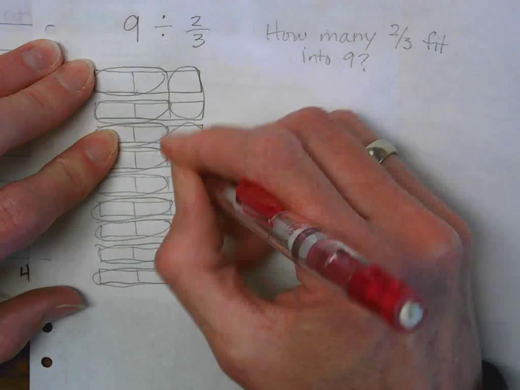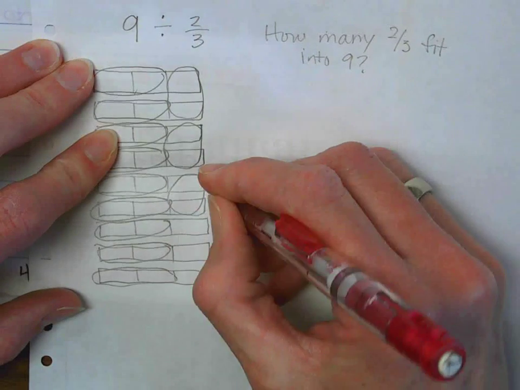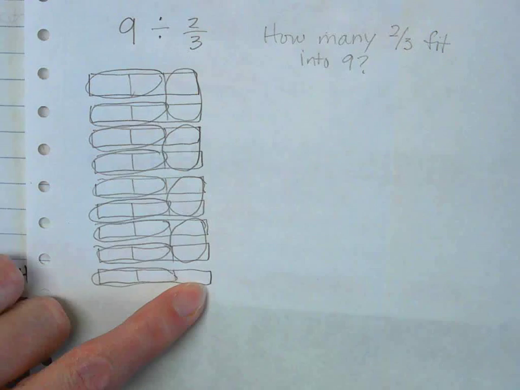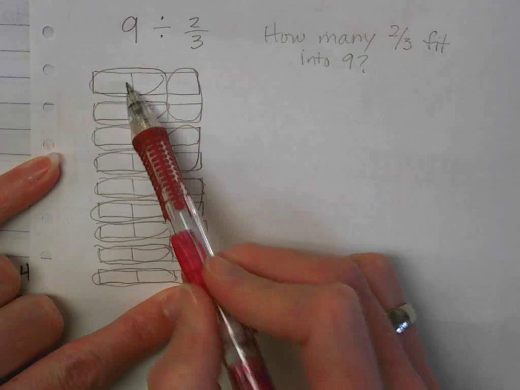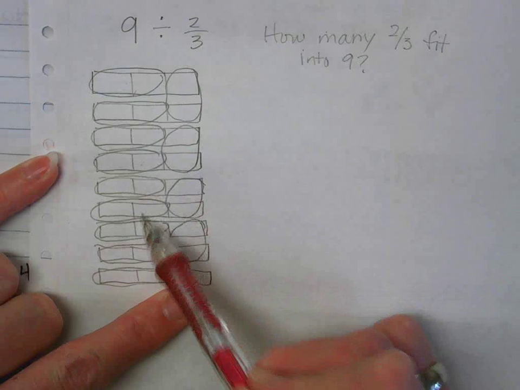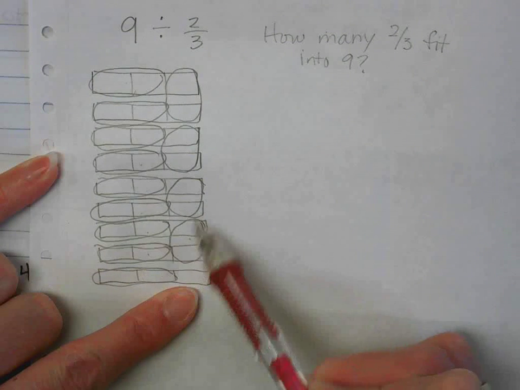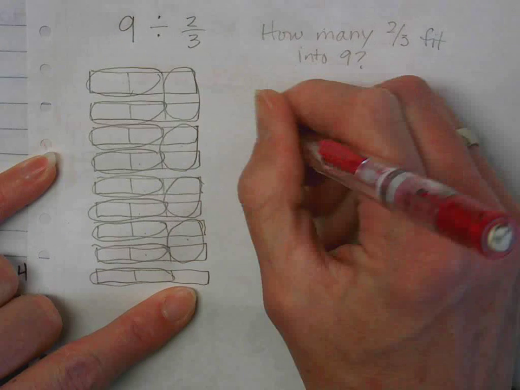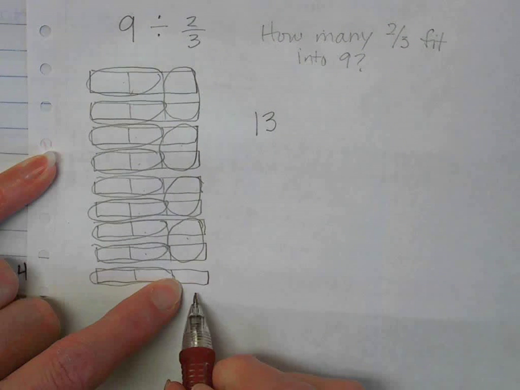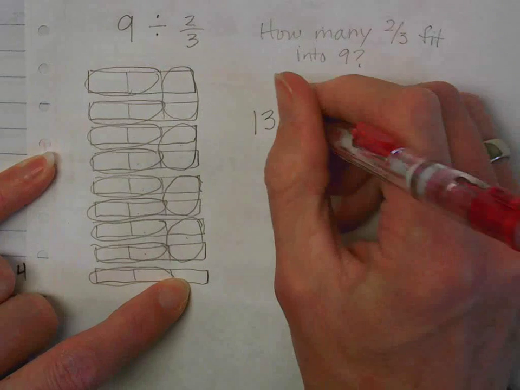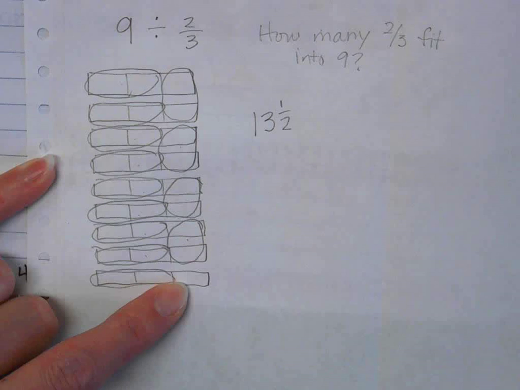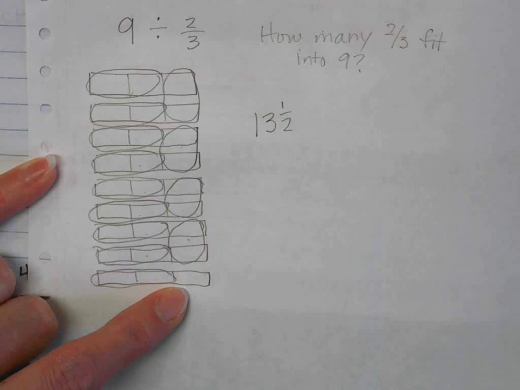And so there's a 2/3, there's a 2/3, there's a 2/3, there's a 2/3, and oh my goodness, that one's sad. We'll talk about it in a minute. So count how many 2/3. 1, 2, 3, 4, 5, 6, 7, 8, 9, 10, 11, 12, 13. So far I have 13. And how many thirds do you have to have in there? 1 out of the 2. So it would be a half.